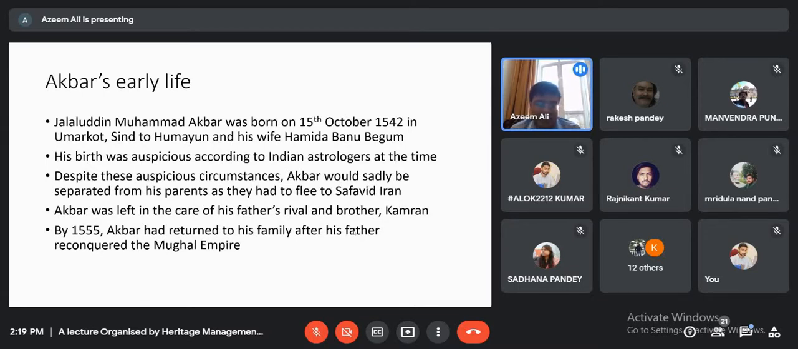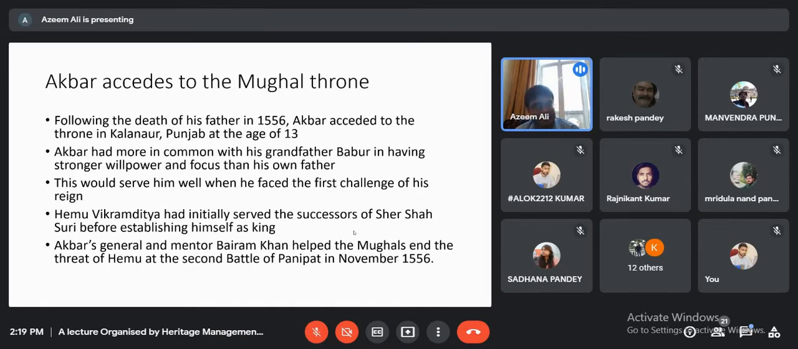And Akbar was left in the care of his father's rival and brother, Kamran. By 1555, though, Akbar had returned to his family after his father had reconquered and retaken the Mughal Empire. And following the death of Humayun in 1556, Akbar succeeded him and acceded to the throne in Kalanaur in Punjab at the age of 13.